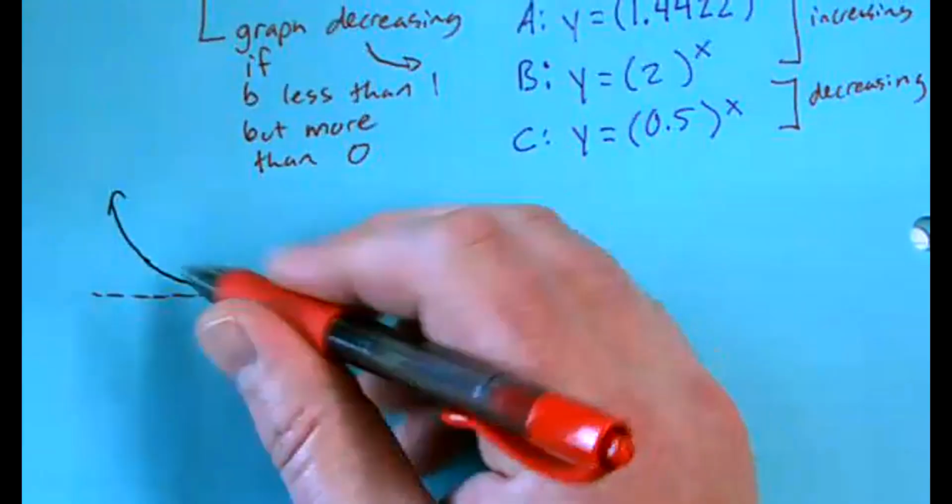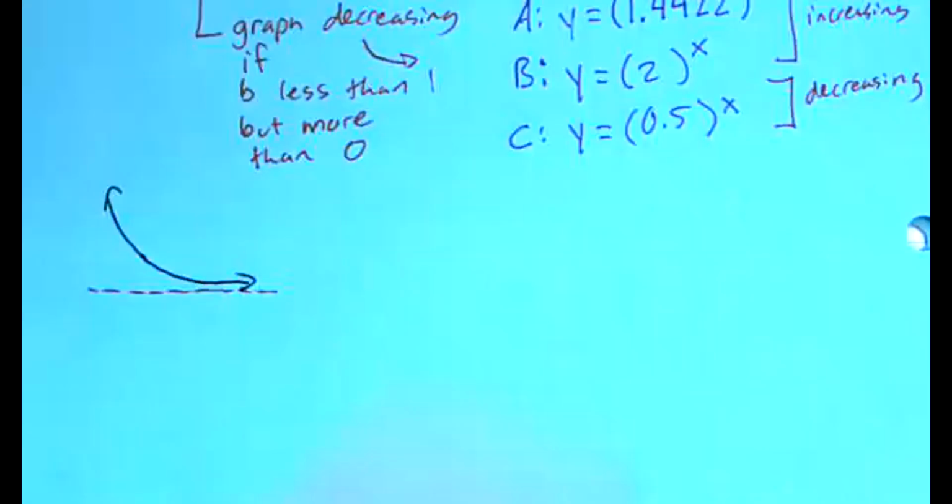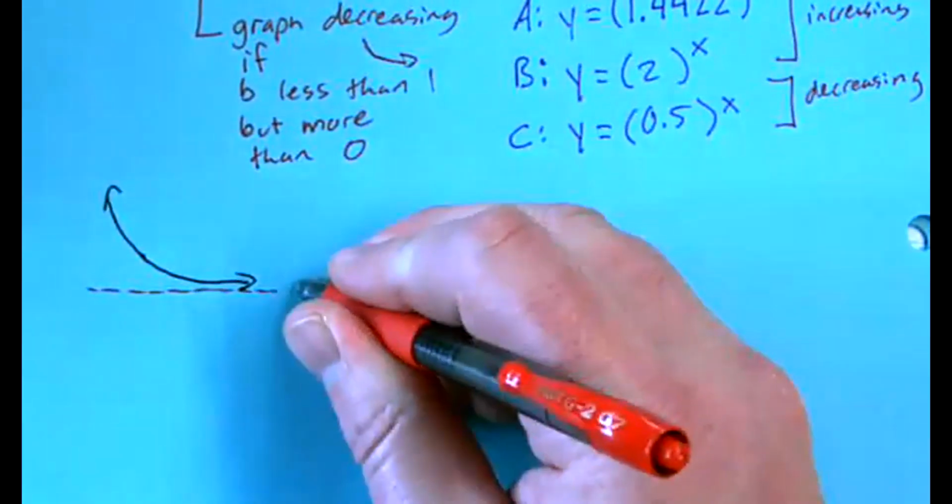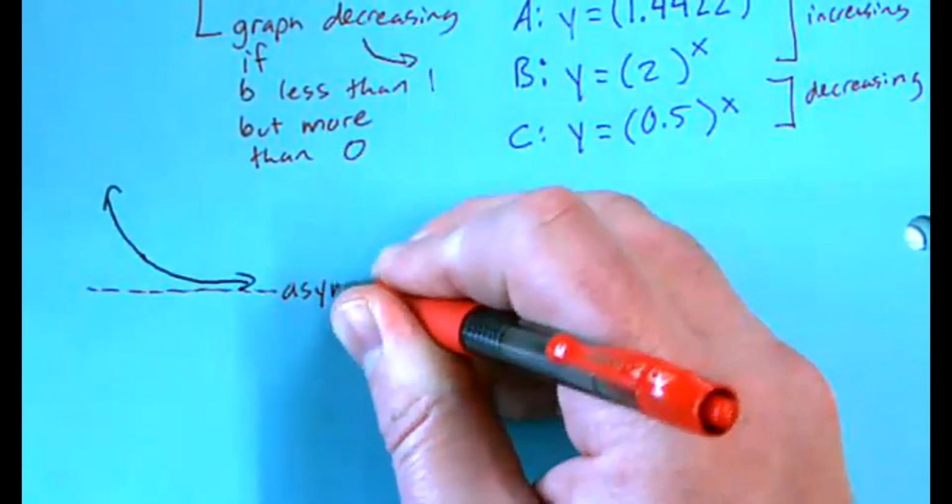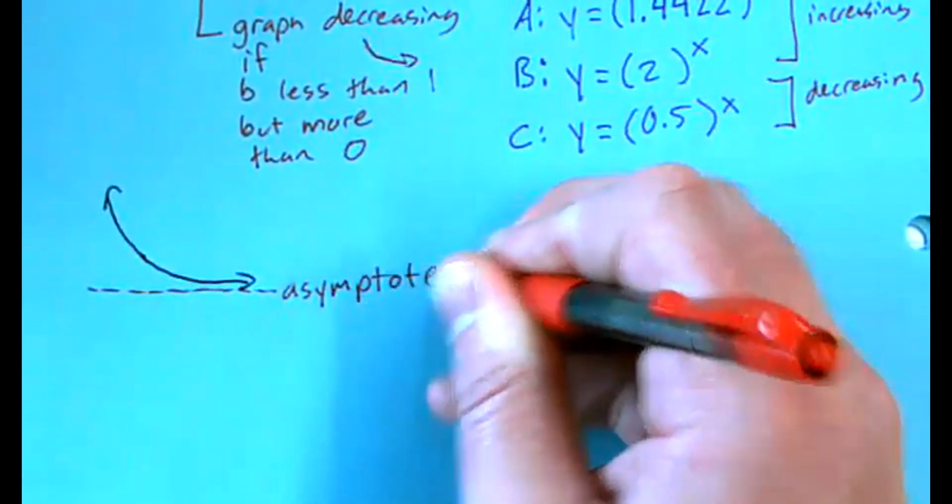That line that your exponential function is getting closer and closer and closer to has a name. And I want you to get this in your notes. This is called an asymptote. ASYMPTOTE, asymptote.